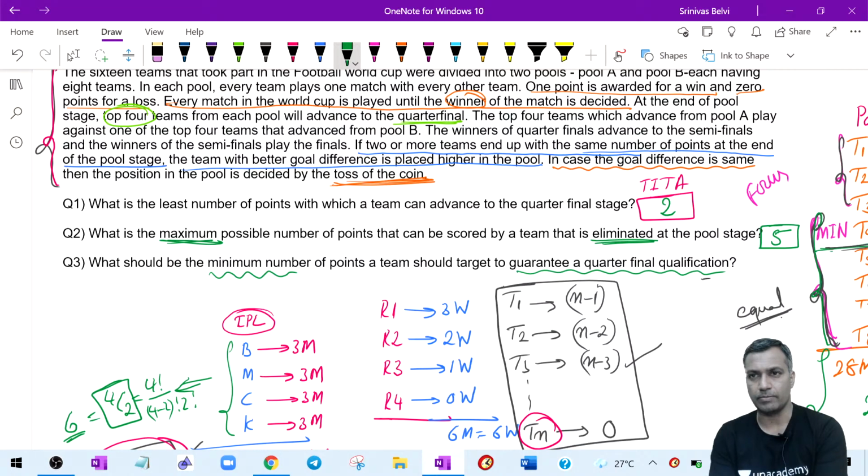Mukesh, I'll be starting the batch on 20th. Mukesh, you are preparing for 22 or 21? CAT 22 or CAT 21?